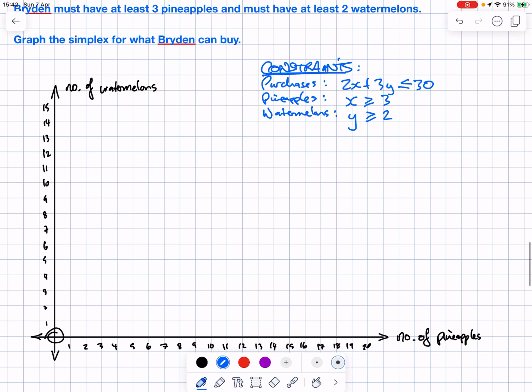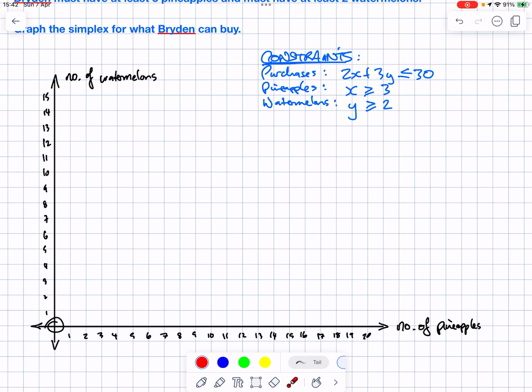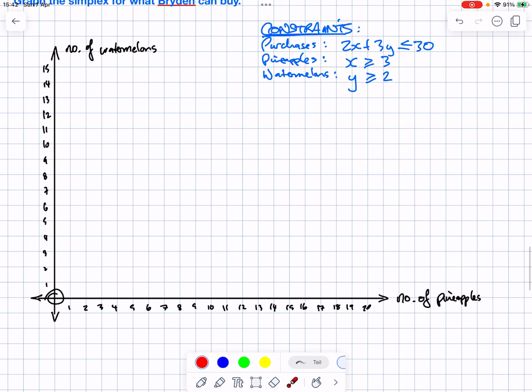Can I draw those lines now? Well, I'm going to draw the line of 2x plus 3y is equal to 30, and then I'm going to shade that region there. So 2x, 30 divided by 2 is 15, and then 30 divided by 3 is 10. So that first constraint goes from 10 on the y-axis down to 15 on the x-axis. Label the line 2x plus 3y equals 30 is the line that I just drew.